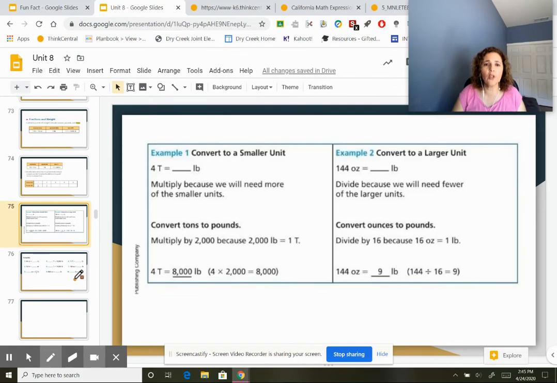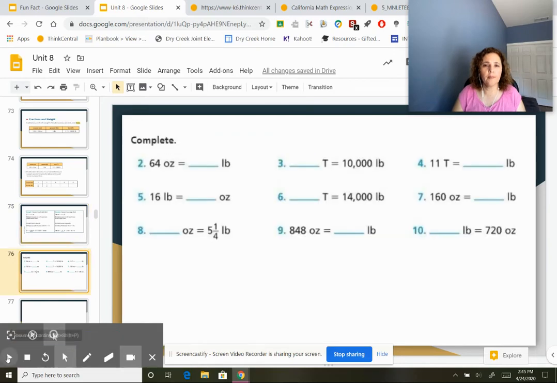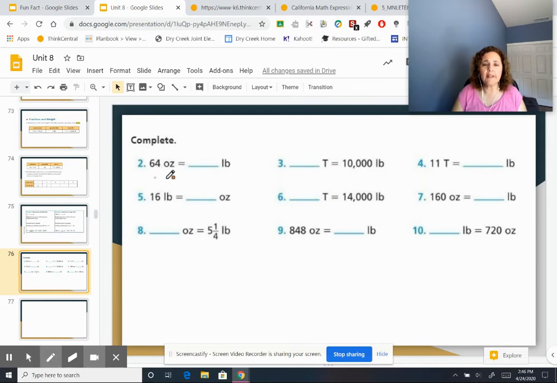Okay, let's look at our first example. We have 64 ounces is equal to how many pounds? So I'm going from ounces, which is smaller, to bigger. So I must, that's right, divide. So I have to divide 64 by 16. So go ahead and do that. Stop the video, divide 64 by 16, and then see what you get.